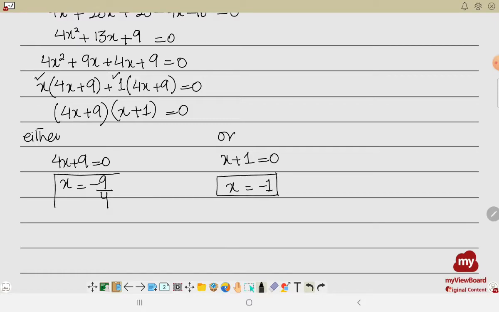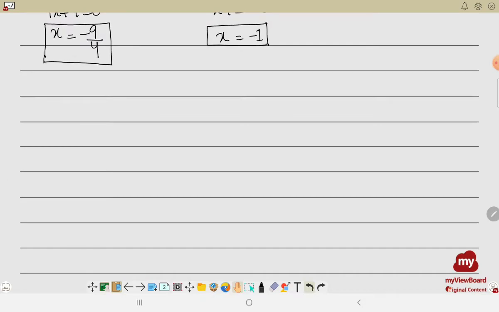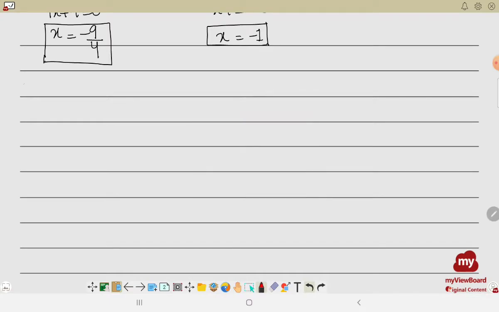Now the most important thing in radical equations is that we are not supposed to write down the solution set until we check for the extraneous solution. An extraneous solution is a solution which does not actually satisfy the given equation. So now we'll do the checking process.